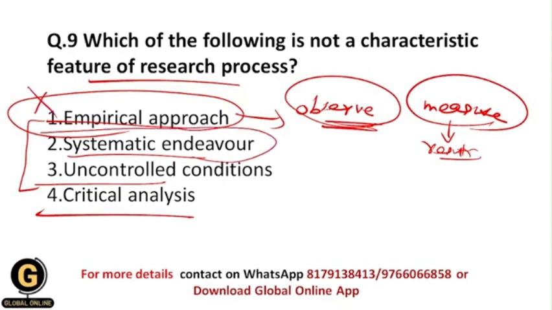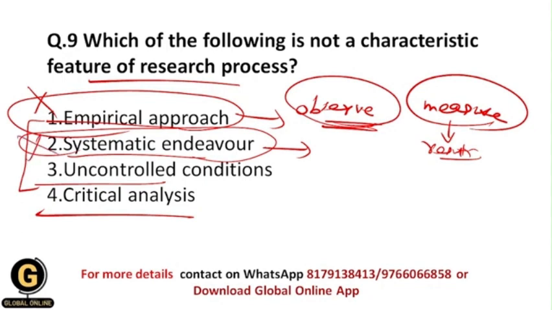Systematic endeavor means systematic process, and as we have seen earlier in this video, research process is a systematic procedure in which we follow different steps in a sequential manner, and as well it is a scientific method. So this is again a characteristic of research process, so this gets eliminated.